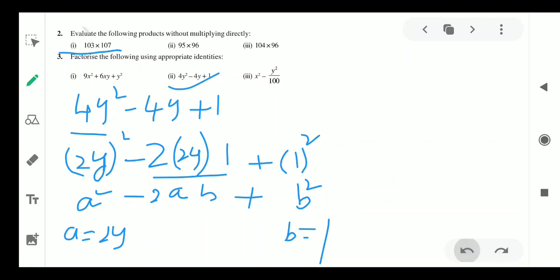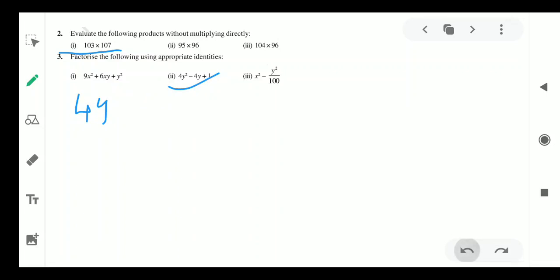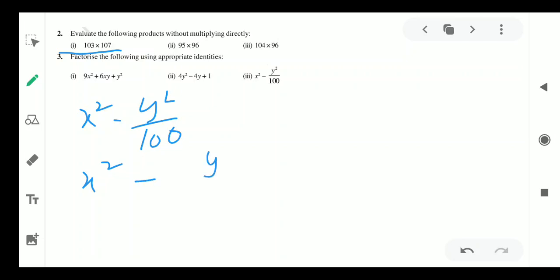The third question is x square minus y square by 100. So here this is different. It is not the a minus b whole square or a plus b whole square form. How can you write this? x square minus y by 10 whole square, you can write. Y whole square means y square will come, 10 square means 100. Now this is in the form of a square minus b square.